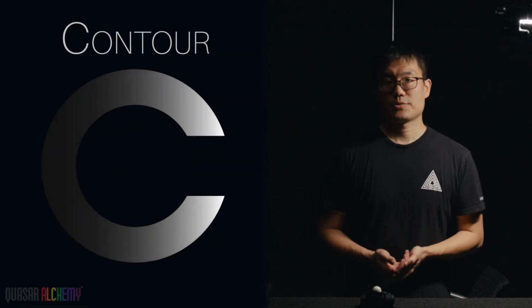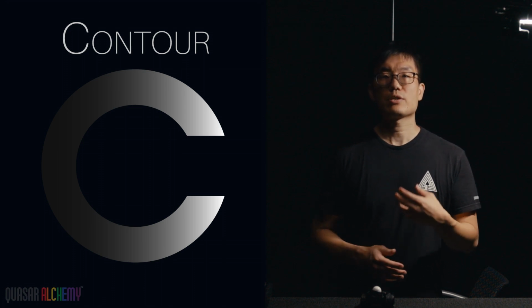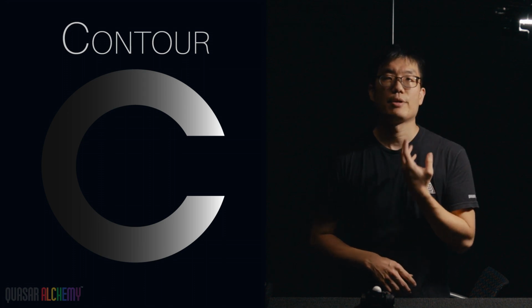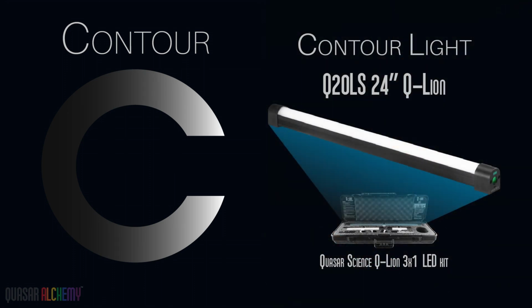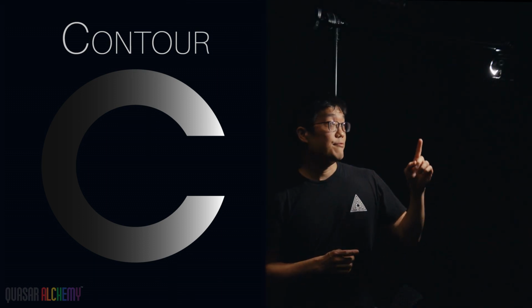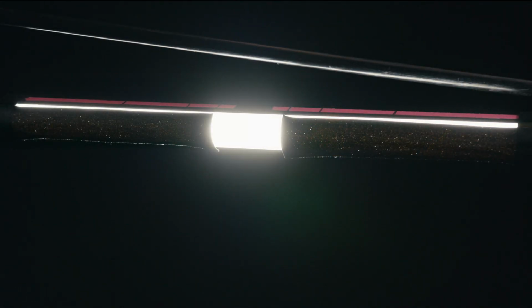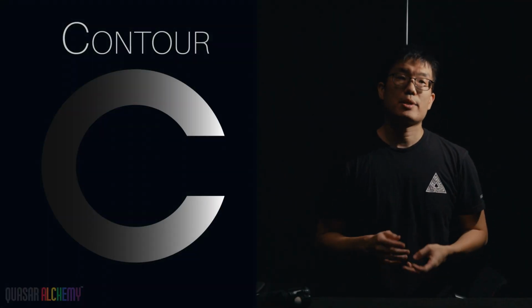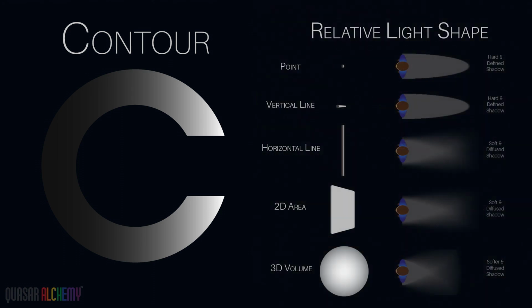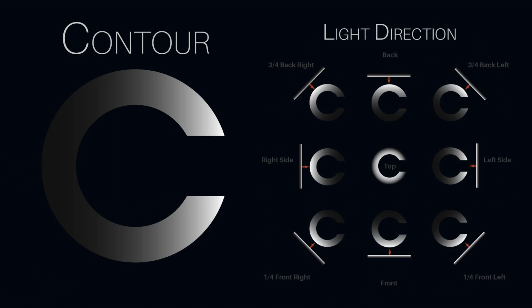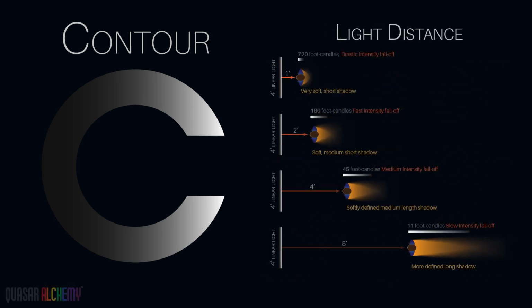So let's talk about contour. When we're talking about contour, we're talking about defining the shape and feeling of your subject. Right now we've got a Q20 Q Lion 2-foot unit, and what I've done here is I've masked it off with tape to make it a harder source. The reason I've done this is I want to talk about the shape of the light. After that, we're going to talk about the positioning of that light, and then the distance of that light. So let's first go back to the shape of the light.